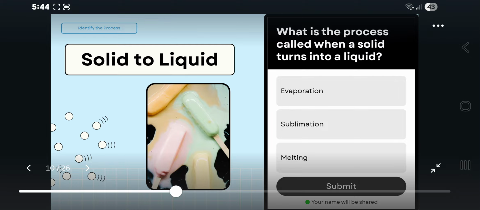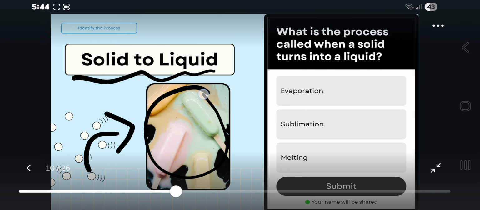Liquid to solid. Now you guys have to answer me these types of questions. Whenever we move from liquid to solid, this is an example. Tell me the answer. I'm giving you 1 minute. So guys, 1 minute is already over. Tell me the answer now.